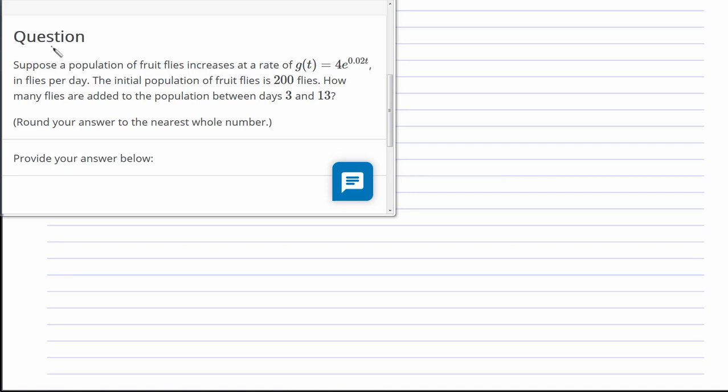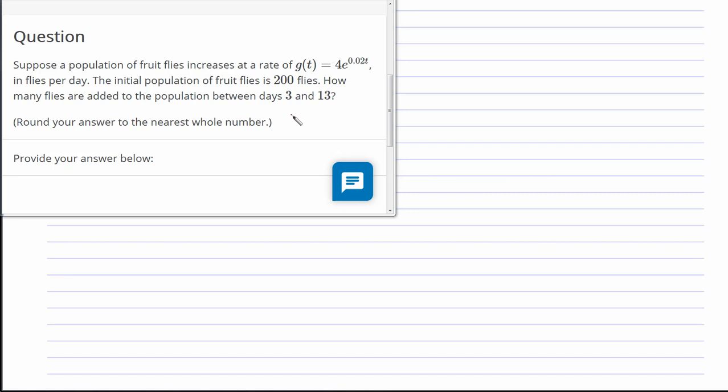So here's our problem. We have a population of fruit flies, and that population is increasing at this rate, this number of flies per day. As the number of days changes, the population is changing more rapidly. It's growing exponentially. The population starts at 200 flies. How many flies are added to the population between days 3 and 13?